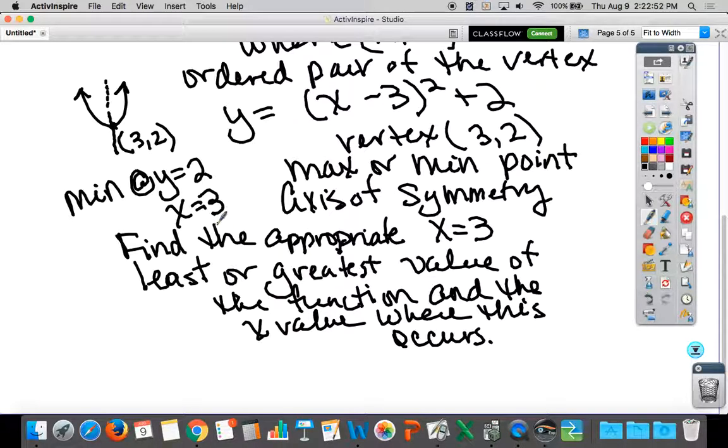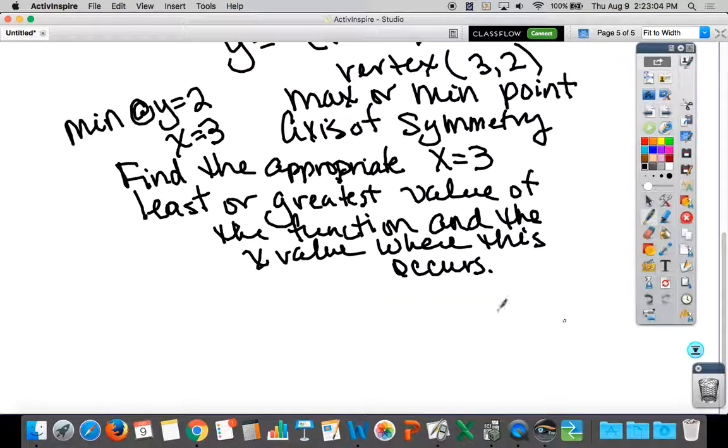Now, there's one last thing that we can determine from this graph. So I'm going to try to draw a fairly good sketch. Did you know you can tell the range? What is it?